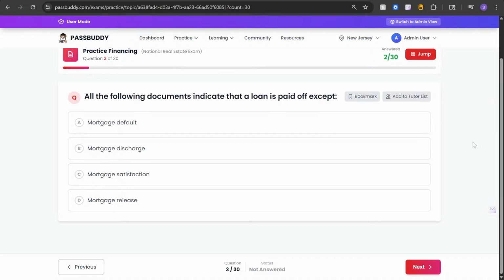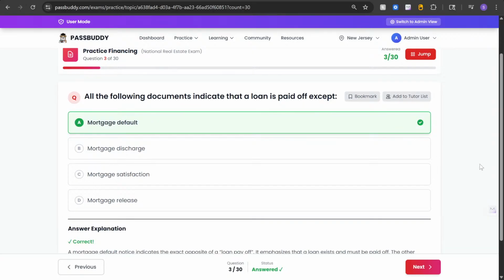So what happens is when a mortgage is paid off, and that loan no longer has a balance to it, you have to get some sort of documentation that there's been a satisfaction, a discharge, or a release. But a default is actually going to mean that you have violated one of the conditions of that loan, of that mortgage. So a default means that you have done something where you are in default of that loan.